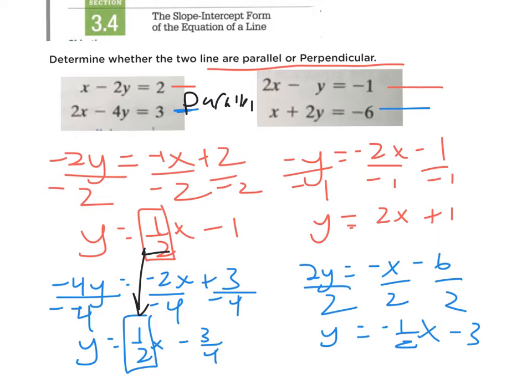Now when I look at these, I have this and I have this, and when they are opposite, that means opposite signs, and an inverse, that means the 2 is flipped over to 1/2, we have what's called perpendicular. So these two lines are perpendicular and these two lines on the other side are parallel.